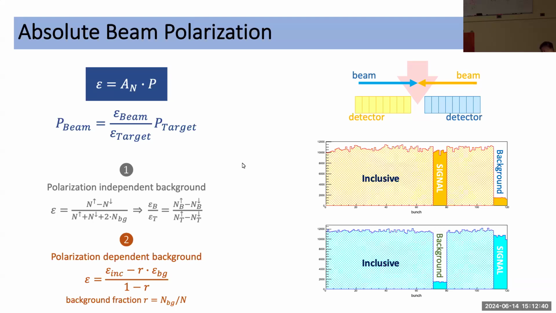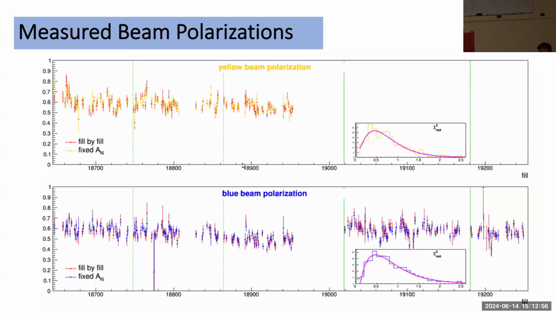Then you can also form asymmetries when the beam is not passing through, or say when the bunch is not passing through, and then you can also get coincidence rates to determine the background, and this is how it's done.